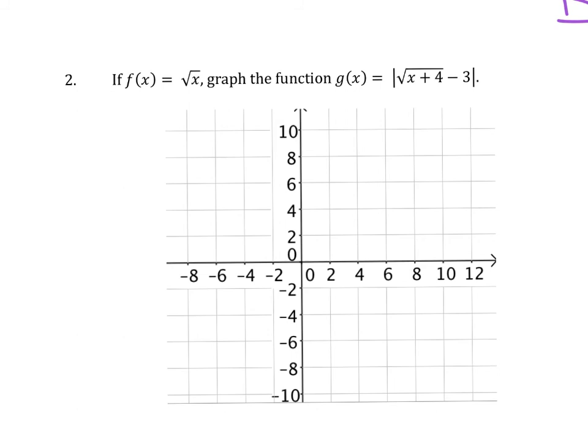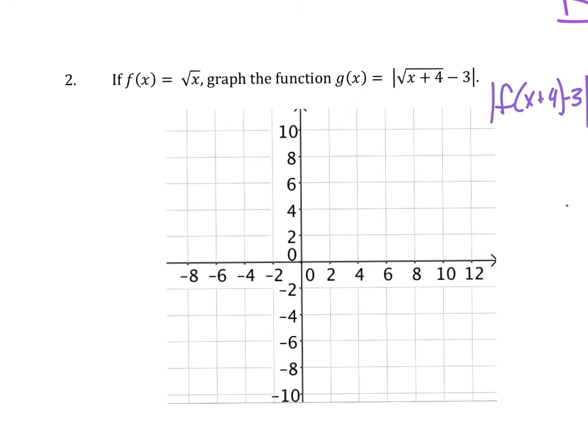So the parent function here is the square root of x. The expression on the right is g of x equals the absolute value of square root of x plus 4 minus 3. What I'm thinking to myself is, that's the absolute value of f of x plus 4 minus 3. So the part inside the absolute value bars is just f of x plus 4 minus 3. That part's easy. That just says I'm going to shift to the left 4 units, and I'm going to drop it down by 3.